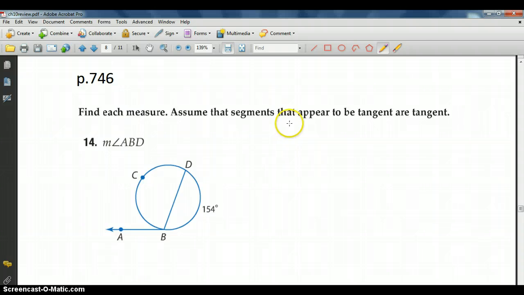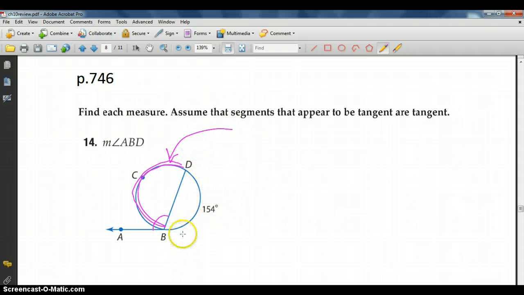The next problem comes from page 746. It's number 14. Find each measure, assume that segments that appear to be tangent are tangent. So we have a theorem that states when you have a tangent and a secant intersecting on the circle, then this angle will be equal to half of the intercepted arc. So we first have to figure out what this intercepted arc is, and then we'll take half of it.